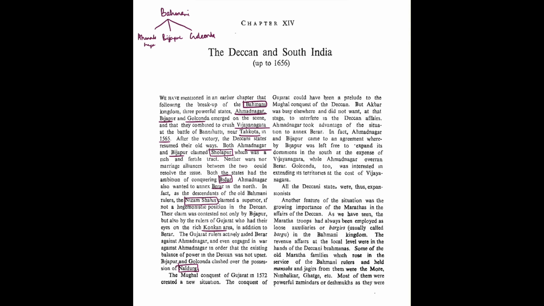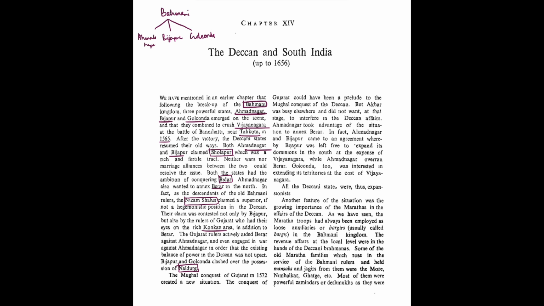Anyways, going on, the Mughal conquest of Gujarat in 1572 created a new situation. The conquest of Gujarat could have been a prelude to the Mughal conquest of the Deccan, but Akbar was busy elsewhere and did not want at that stage to interfere in the Deccan affairs.